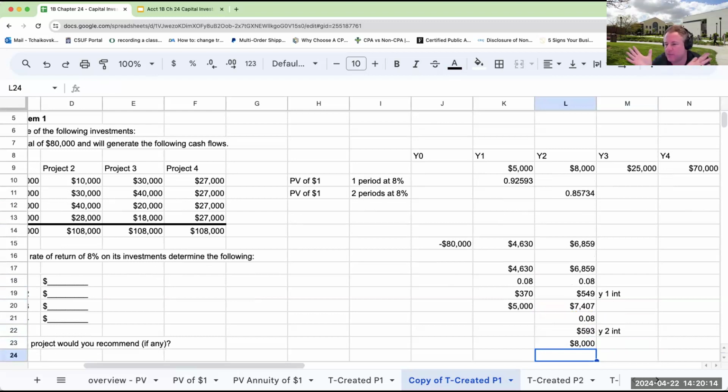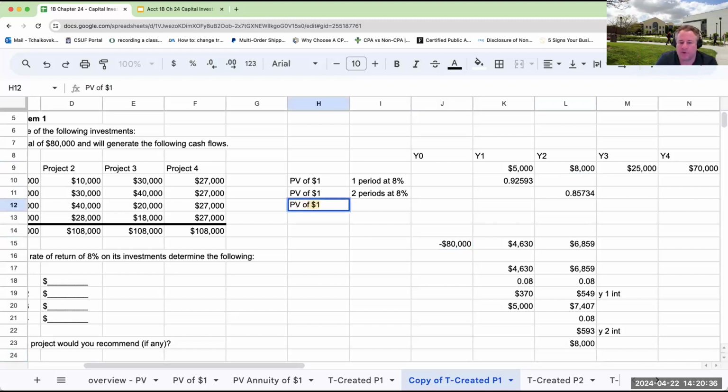Now, on your exam for my class, you're not going to have to do this. But what I'm trying to get you to understand is this amount cannot be compared to the amount of the investment that I'm making today, because this is in today's dollars. I have to bring these back to today's dollars. Let's go to the next one.